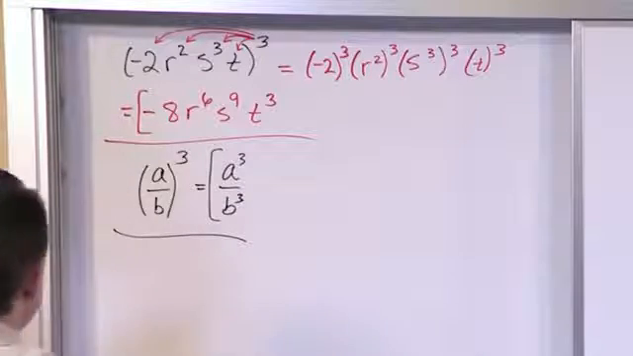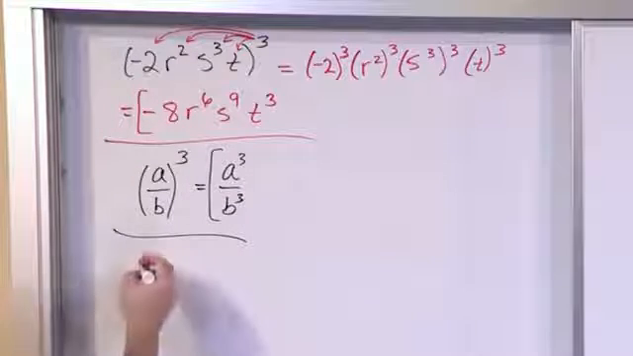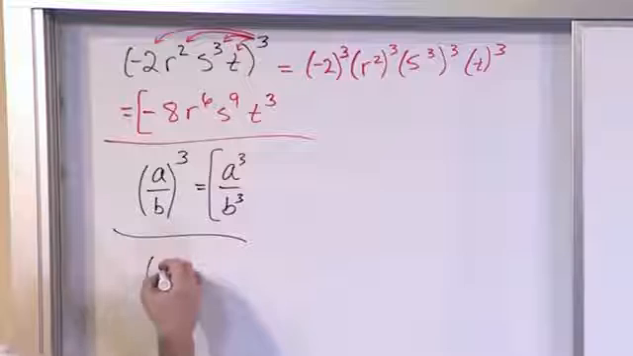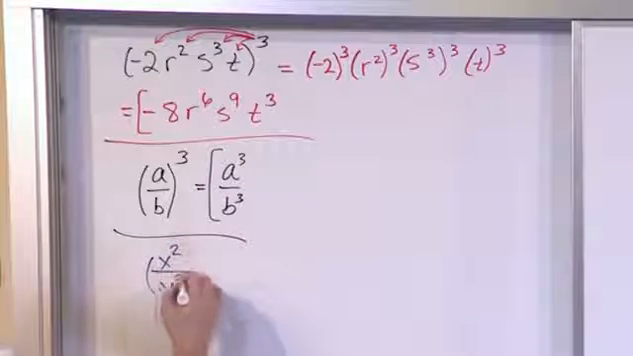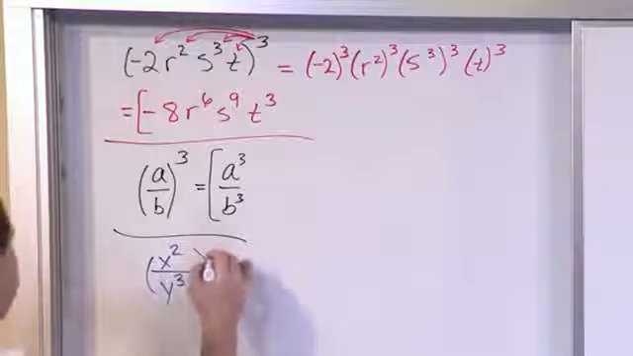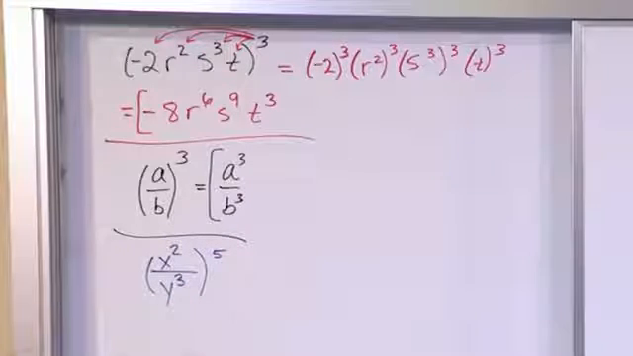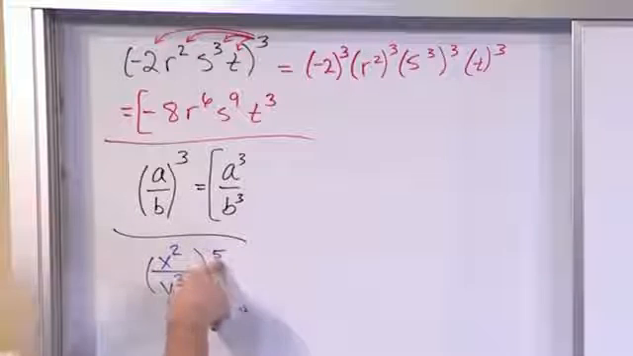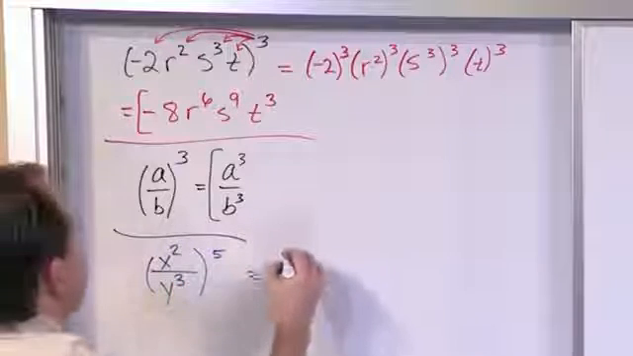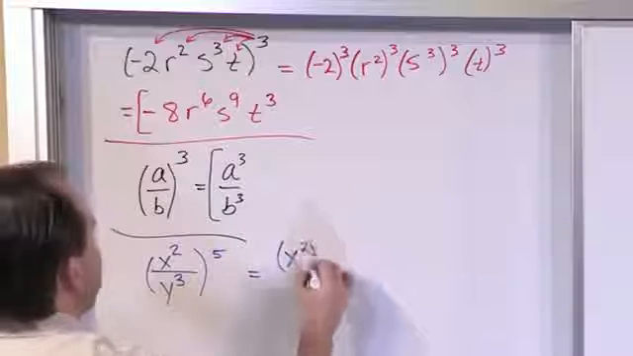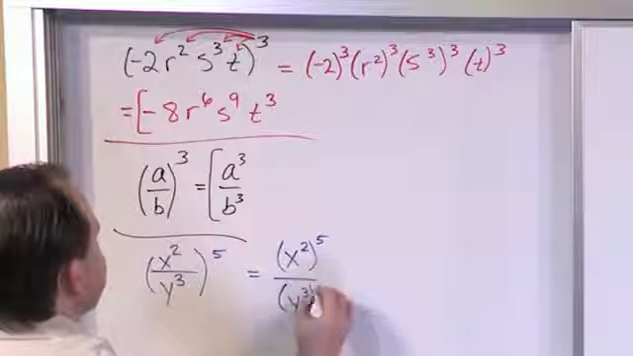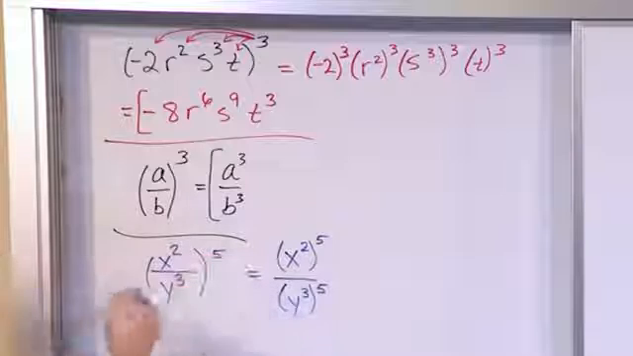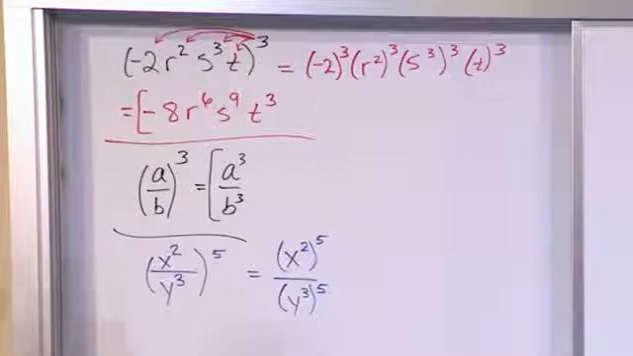So let me switch colors, and then we'll say, what if you had something like, we'll kick it up a little bit, x squared over y cubed, all raised to the fifth power. So you can't do much inside because you have x's and y's, but you do have this fifth power here that you can operate. So on the top, it'll be x squared raised to the fifth power. On the bottom, it'll be y cubed raised to the fifth power. The exponent applies to the top and the bottom of the fraction.